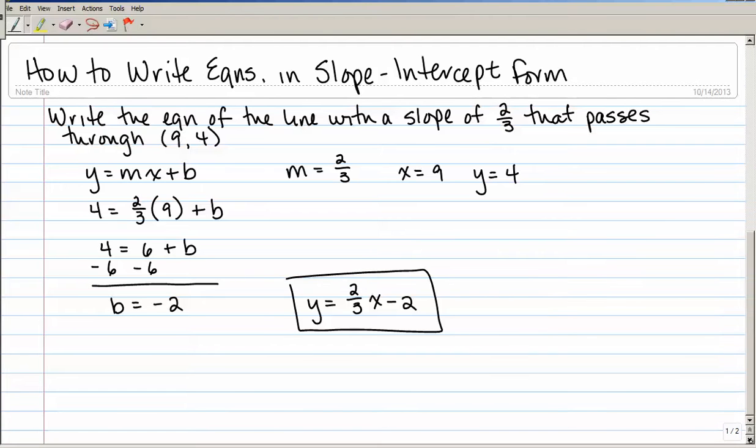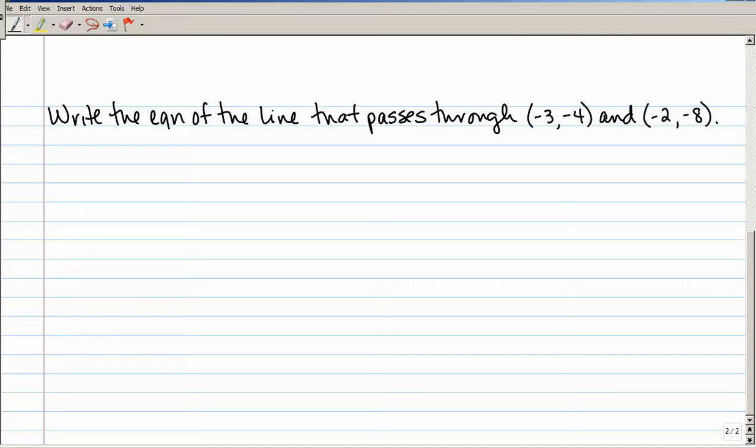Let's take a look at a second example where we're not given the slope, but we're given two points. And this says write the equation of the line that passes through the points (-3, -4) and (-2, -8). Since I'm not given the slope, the first thing I'd like to do is find the slope. Recall the slope formula is y2 minus y1 over x2 minus x1. So that's -8 minus -4 over -2 minus -3. And that gives me -4 over 1, or a slope of -4.